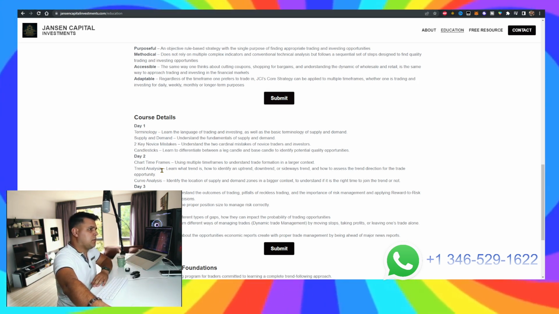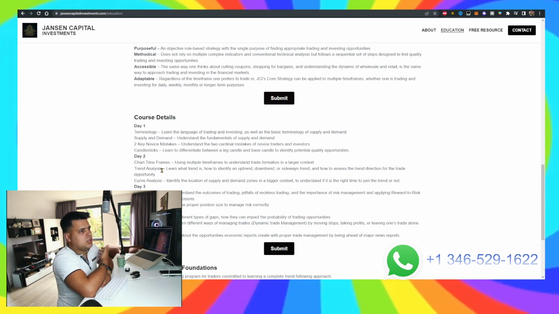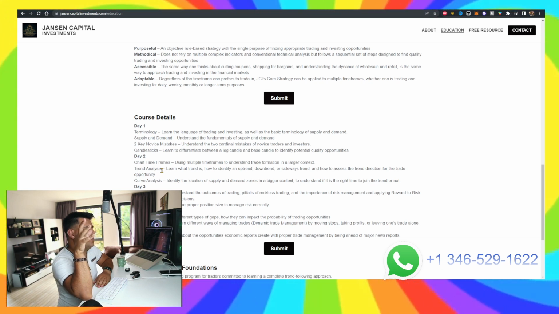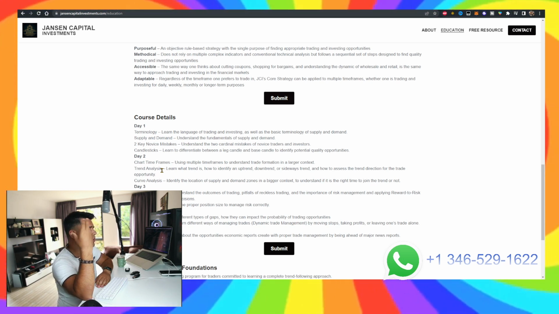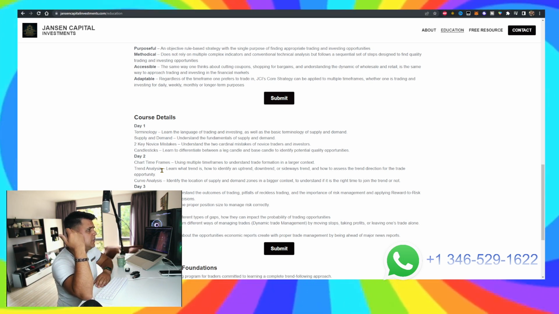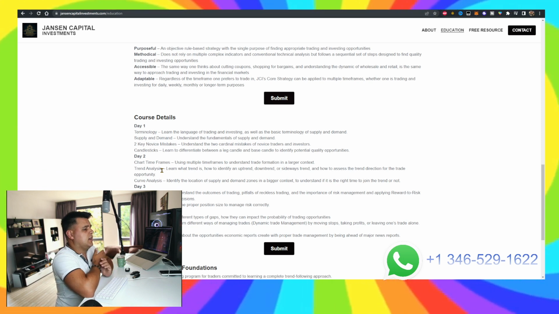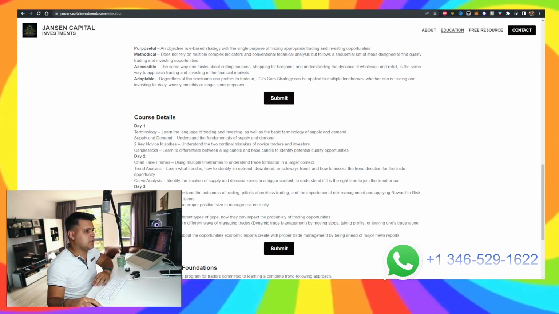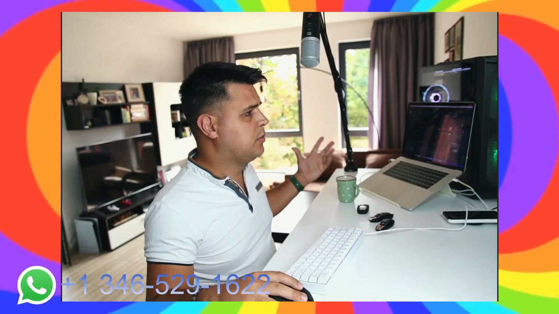Then on day 3, risk management: understand the outcomes of trading, pitfalls, reckless trading, and the importance of risk management and applying reward to risk ratios in one's trading decisions. You want to see the possibilities and have a strategy that provides you an edge with the market. Position sizing: define proper position size to manage risk correctly. This is one of the most important things.